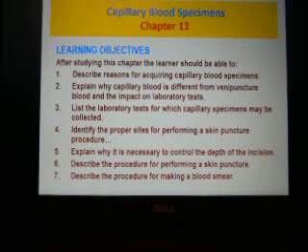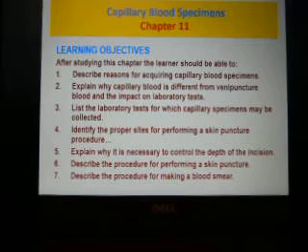Okay, to get started, we are starting Chapter 11, which is Capillary Blood Specimens, and it starts on page 371 in your textbook, okay? If you look in your textbook, you have learning objectives there. I'm not going to read every one to them. You guys are capable of reading. But we're going to talk about the reasons why you would do a capillary blood specimen.